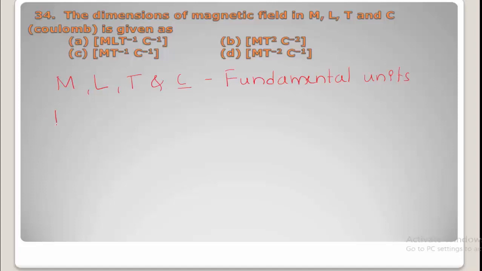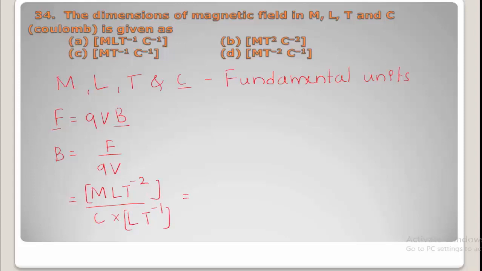So the expression for magnetic force is F equals QVB, where F is the magnetic force, Q is the charge, V is the velocity and B is the magnetic field. So B becomes F divided by QV, isn't it? Now substitute the dimensions. F means M L T raised to minus 2. Charge is having the dimensions of coulomb and velocity is L T raised to minus 1.